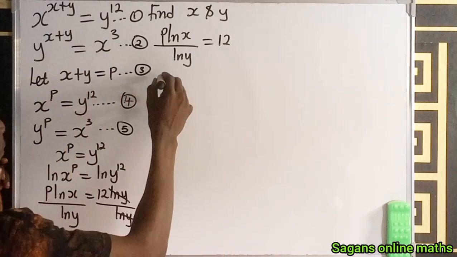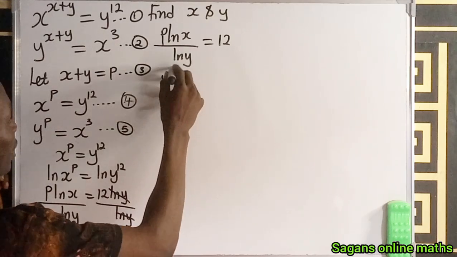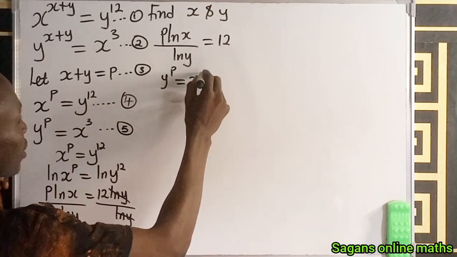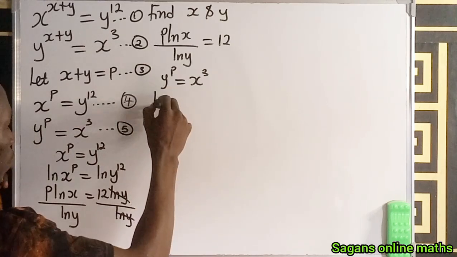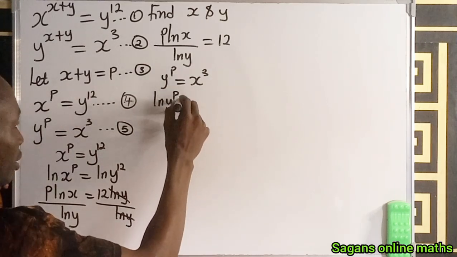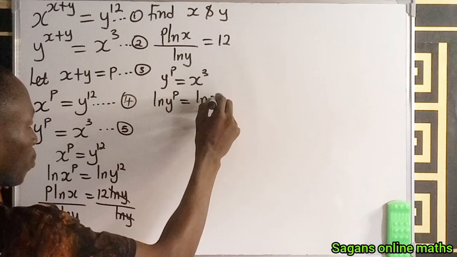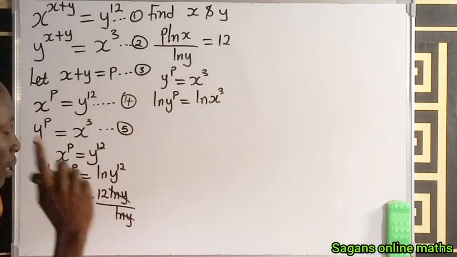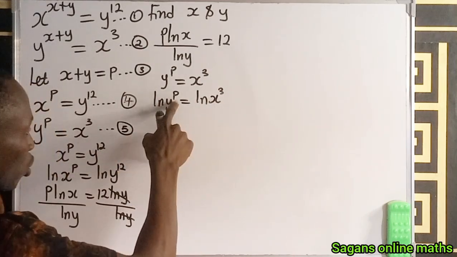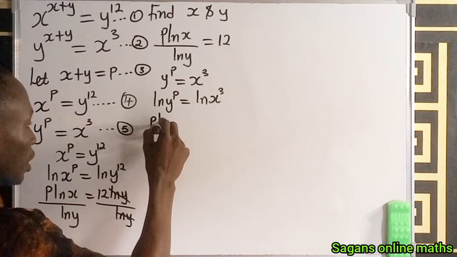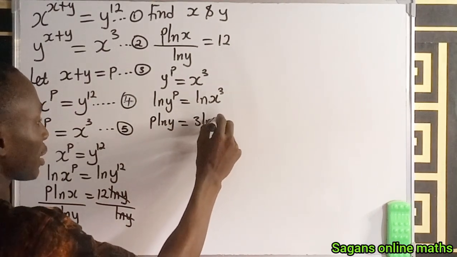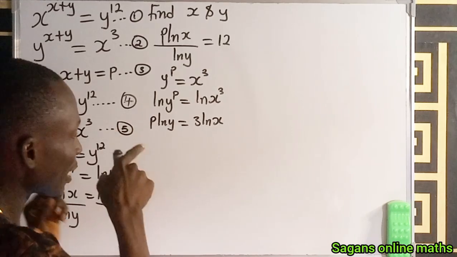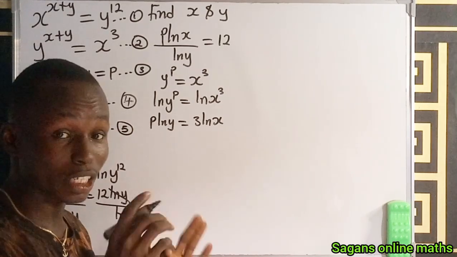We know from equation 5 that y to the power of p is equal to x to the power of 3. Also take ln: ln y^p equals ln x^3. Obeying the properties of logarithm, this power can come down: p ln y is equal to 3 ln x.